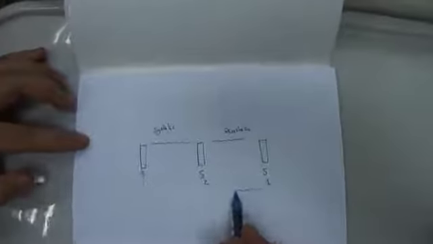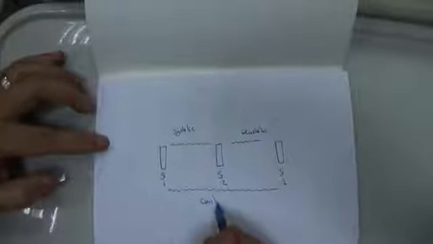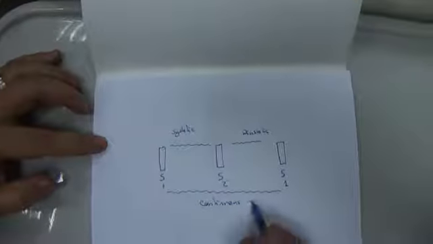This is S1 and this is S2. Also we can write another S1, and decide where the murmur is. Any murmur here is systolic. Any murmur here is diastolic. Any murmur over all these cycles is a continuous murmur. This is as simple as that.